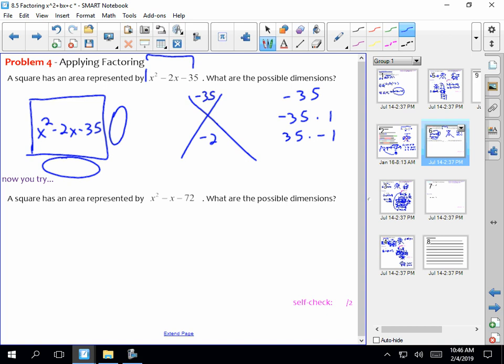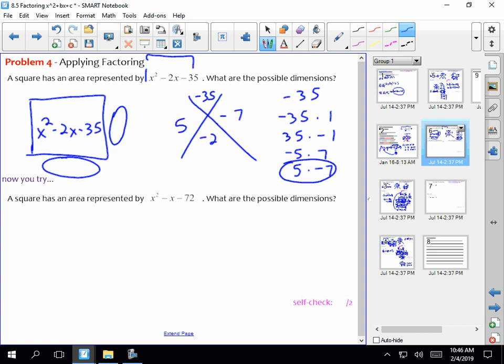Go up to 2. 2 doesn't go into it. 3, no. 4, no. 5 does. So we've got negative 5 and 7 and 5 and negative 7. 6, no, and then 7, we're back to where we started. So we've listed all the factors of negative 35. The ones that add to equal negative 2 are the bottom one, the 5 and the negative 7.